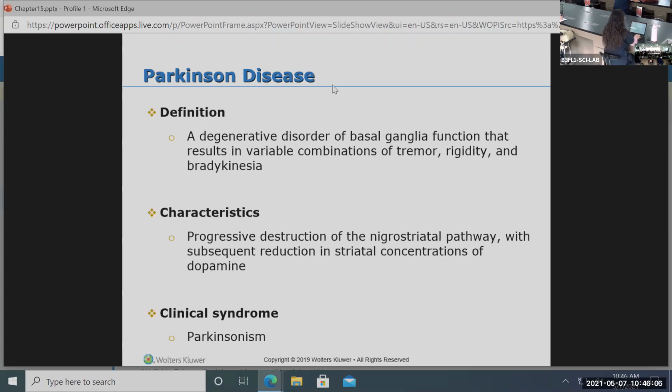Now, characteristic: progressive destruction of the nigrostriatal pathway, which is supposed to secrete dopamine, with subsequent destruction of the striatal concentration of dopamine. Dopamine is not there. And that's why we're having all those features: tremor, rigidity, bradykinesia, and so forth. The condition is Parkinsonism. Please highlight and remember.